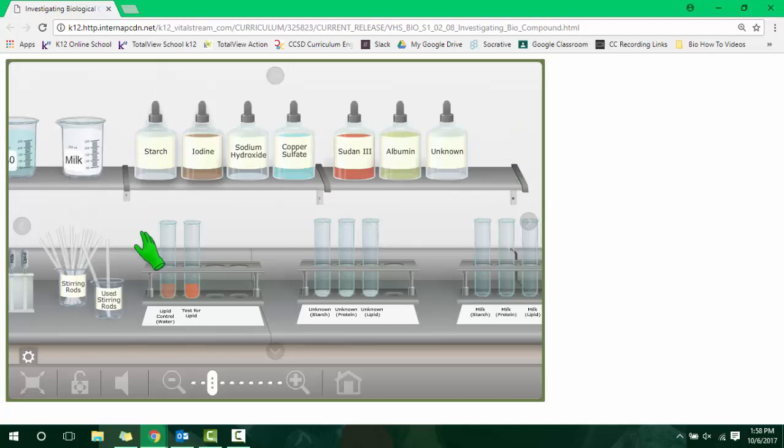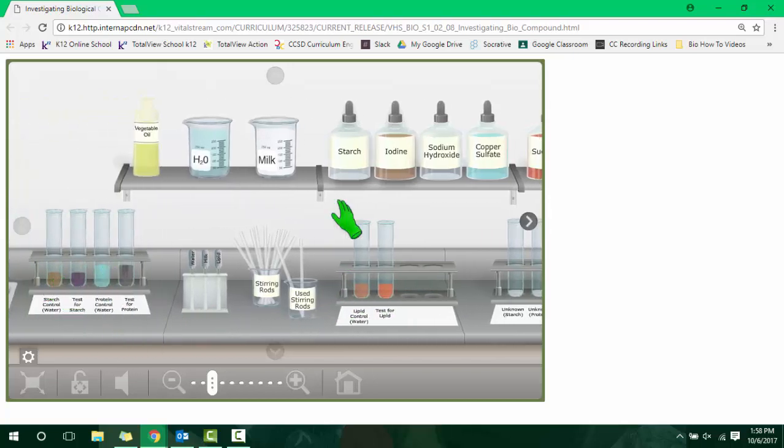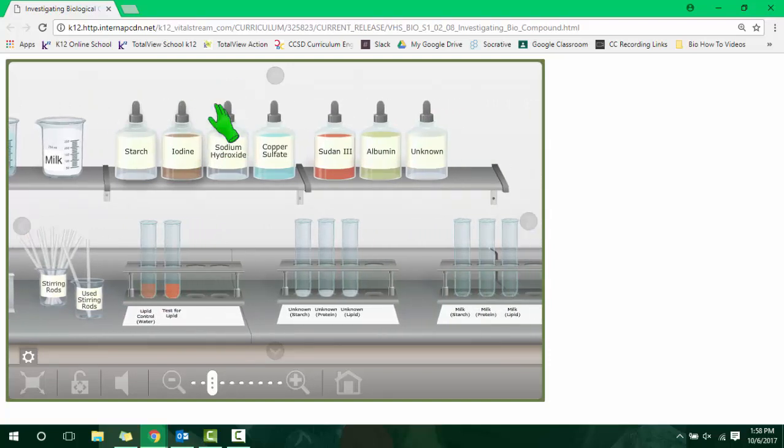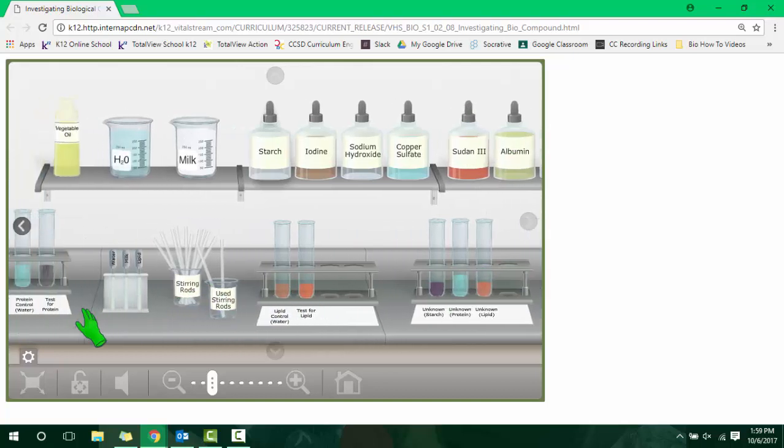It says add the correct indicator solution to each appropriate test tube using the tests you learned above. Okay, so we got to use our memory. All right, what did we use to test for starch? We used iodine. So we're going to take a dropper of iodine and we're going to add it to the starch test tube. Okay, for proteins, the indicators we use are both a mixture of sodium hydroxide and copper sulfate. So I'm going to take a drop of each and add it to my unknown protein test tube. And then for lipids, we use Sudan-3. Boom.